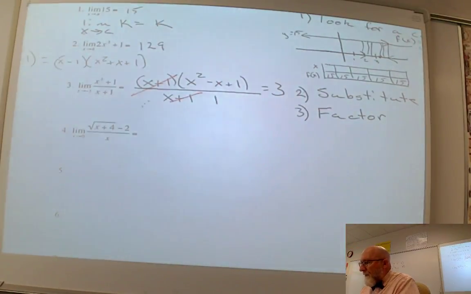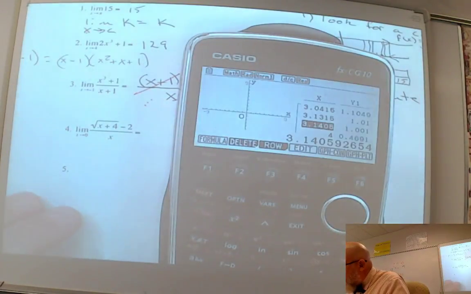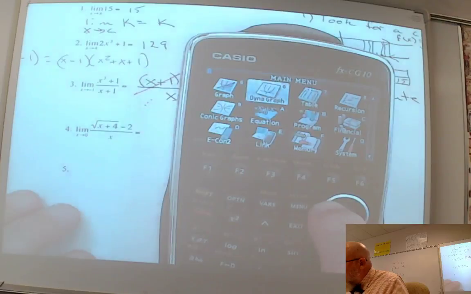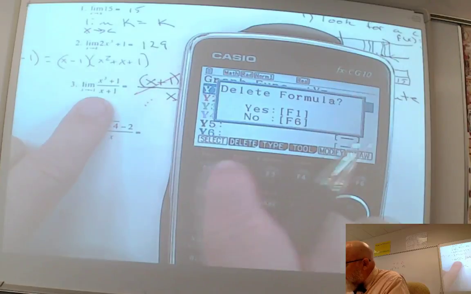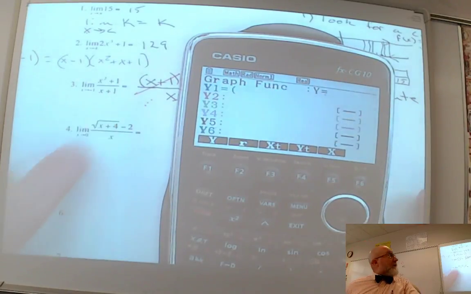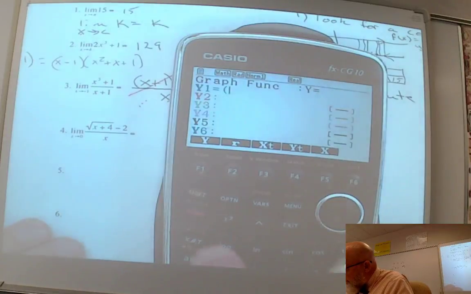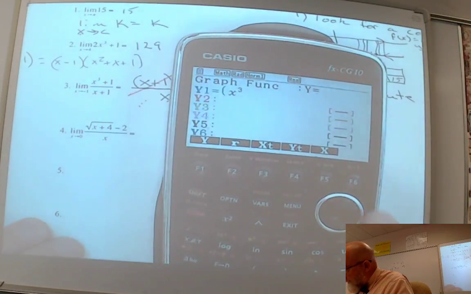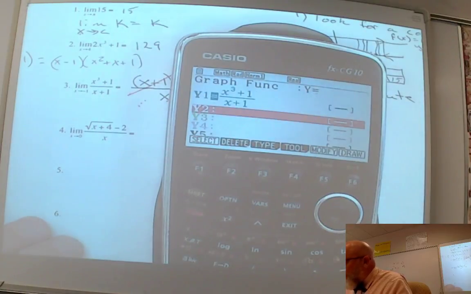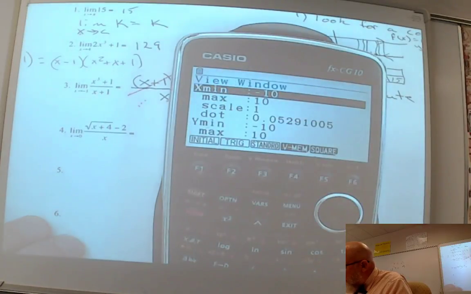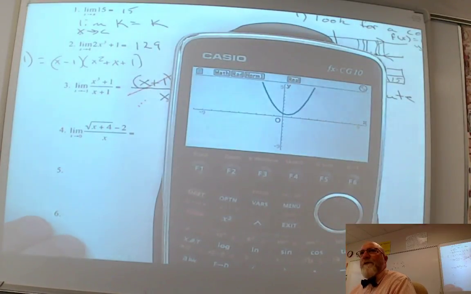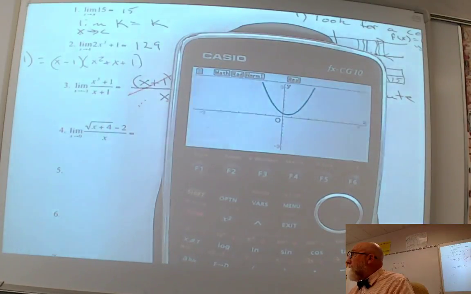Now, I want to show you something. Let me go back to my calculator here. Enter, delete, parentheses. Could you see this okay? Parentheses x to the third plus 1 parentheses divided by parentheses x plus 1 parentheses. Looks just like that, doesn't it? Make sure my window's the way I want it to be. Exit, draw. Looks like a beautiful parabola, correct?